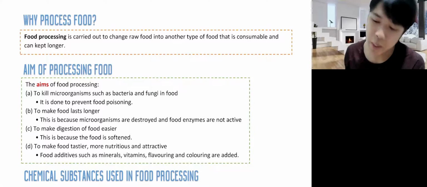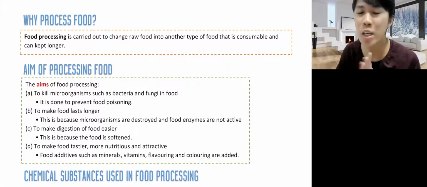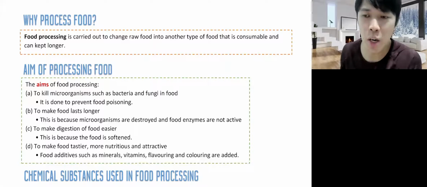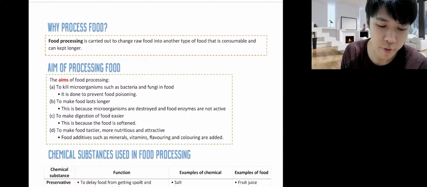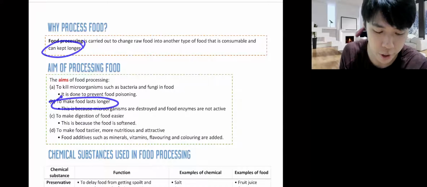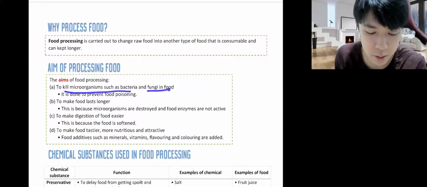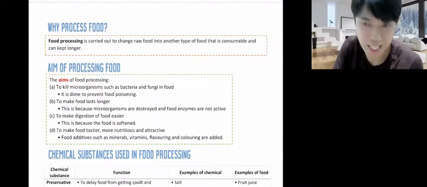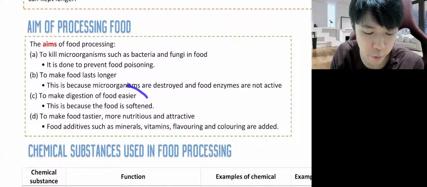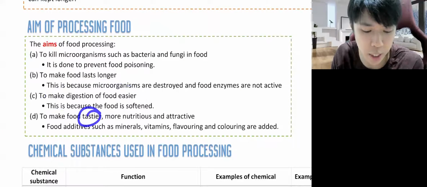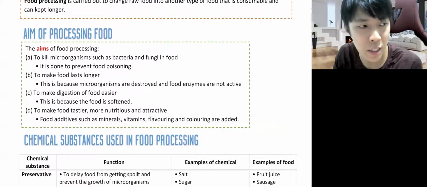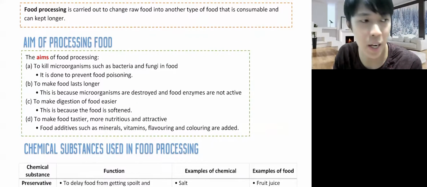So why processed food? Basically, we process food because we want to change raw food into edible food and can keep longer. So the main aim of processing food is to keep longer, basically. There you go. Okay, to kill microorganisms such as bacteria and fungi and to make the food last longer. Okay, the rest not super important, but also important to know: to make food easier for digestion, make food tastier, adding in more nutrition, make it more attractive. Okay, that's the first part, right?